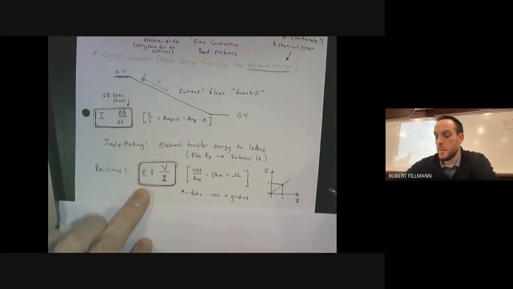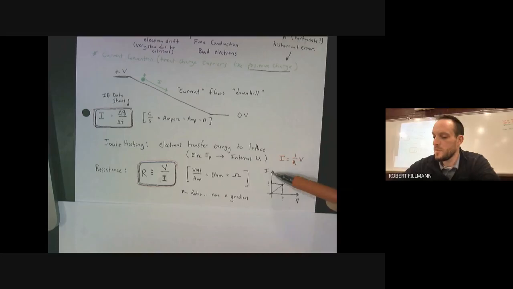So if I were to rearrange this expression, I could write this same expression as I equals 1 over R times V. If I wanted to write this as a linear function, where my y variable is I and my x variable is V, it would seem like the slope or the gradient of this line would be the inverse of the resistance.